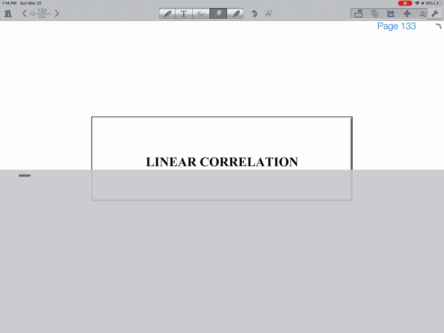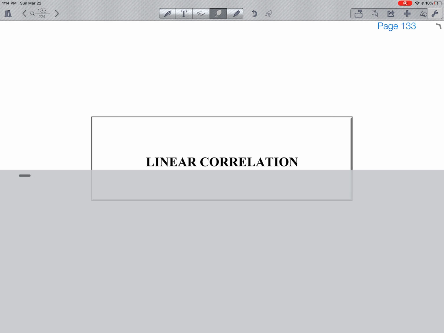Today we're taking a look at linear correlation, which is Unit C. I've got the manual here in a PDF form, and I'm just going to write right on top of it, so it should match your book perfectly. So this is page 133 of your book, and it's Unit C1 on linear correlation.